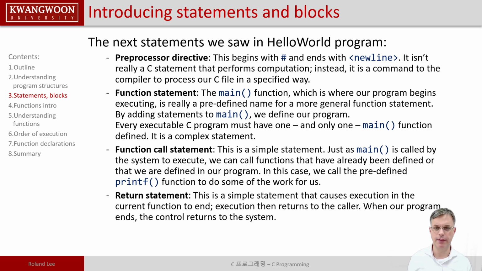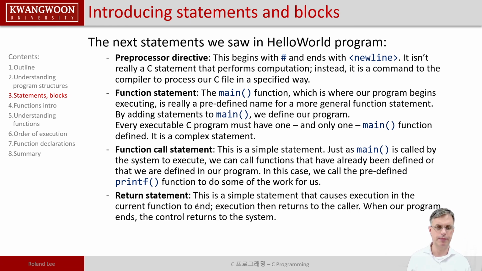Function call statement. This is a simple statement. Just as the main function is called by the system to execute, we can call functions that have already been defined or that are defined in our programs. In this case, we call the predefined printf function to do some of the work for us. When we call a function, execution of the current statement of the current function is suspended, and the execution jumps into the called function and continues in that function.